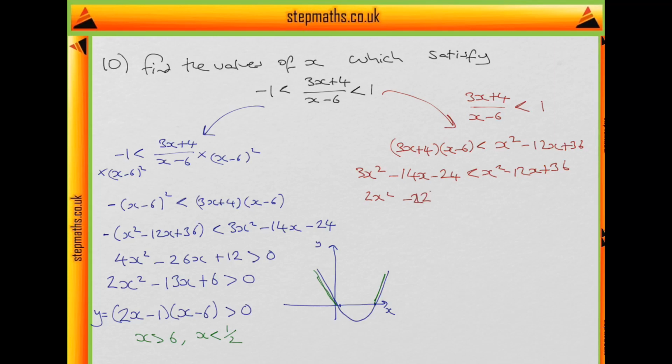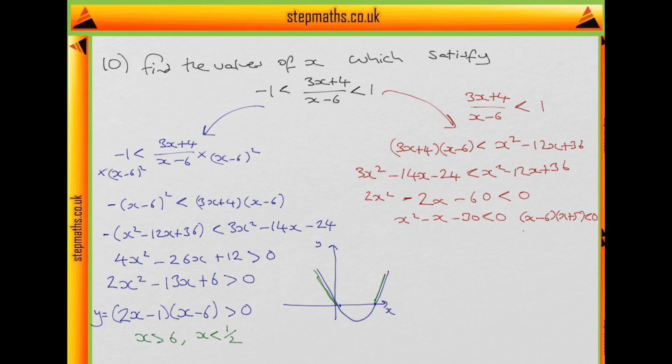So it gives us 2x squared. Let's write that again. Minus 2x from the minus 14x plus 12x. And we get minus 24 minus 36 gives us minus 60. We want that to be strictly less than 0. Dividing through by 2 gives us x squared minus x minus 30 less than 0, which we notice factors into (x minus 6)(x plus 5) less than 0.